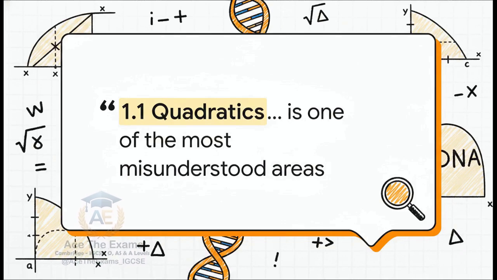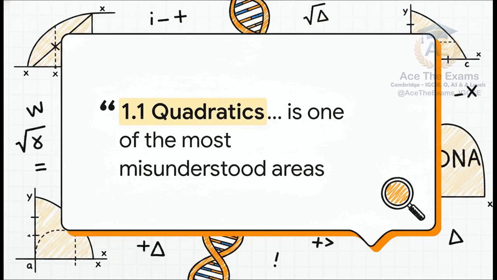Okay, let's dive into this. I want you to look incredibly closely at the quote right here on the board. This is not just some offhand comment from a teacher. This is a direct, verified piece of intelligence pulled straight from the official Cambridge Principal Examiner report. They state in black and white that quadratics, discriminant and nature of roots is one of the most misunderstood areas in mathematics. Now we have to ask ourselves, why? How is something so foundational causing so much devastation across global cohorts?